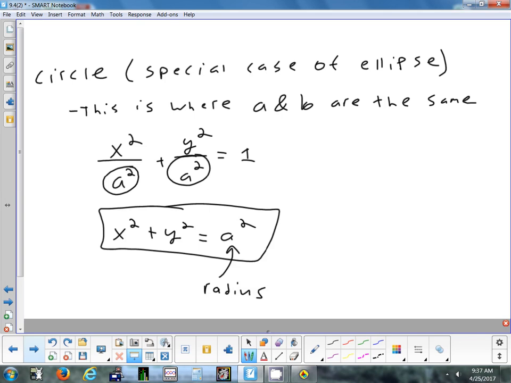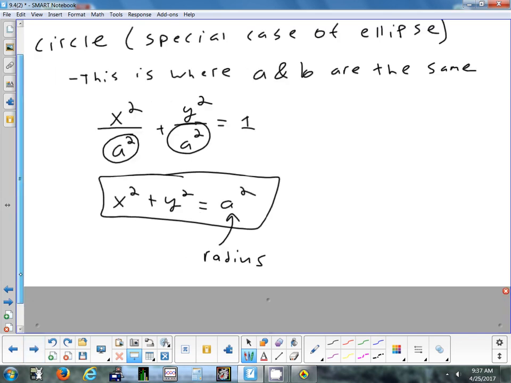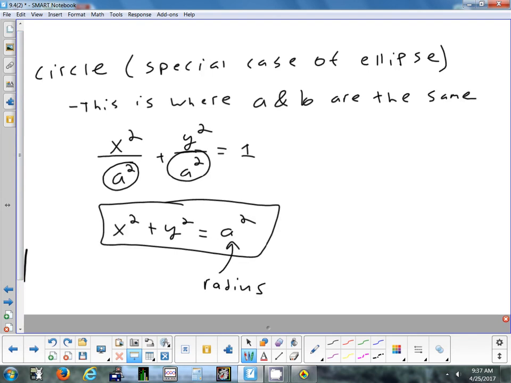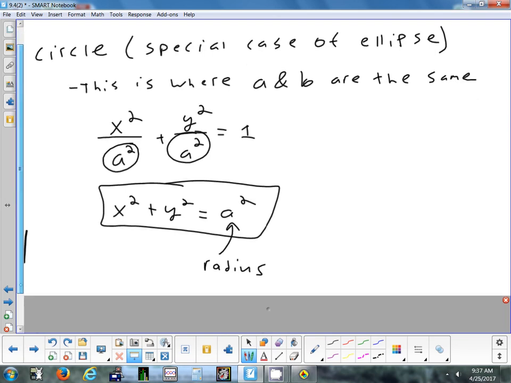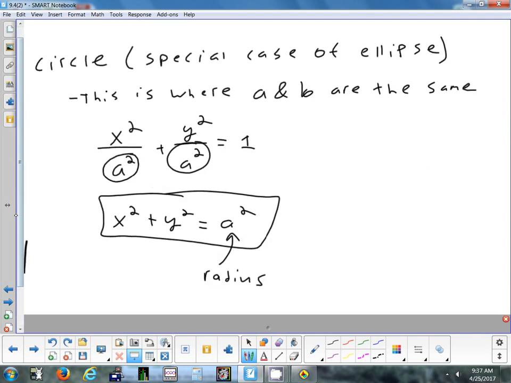Okay, so as far as what I want you to understand about circles, that's it. I just want you to understand it's a special case of an ellipse. When I give you problems about ellipses on the test, none of them will be a special case. They will all be ellipses. They won't be circles. Okay, so any question on how an ellipse relates to a circle?